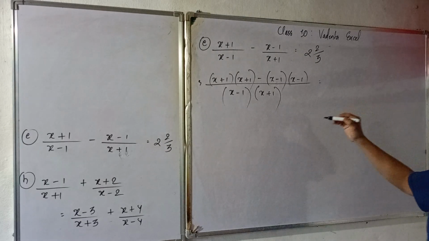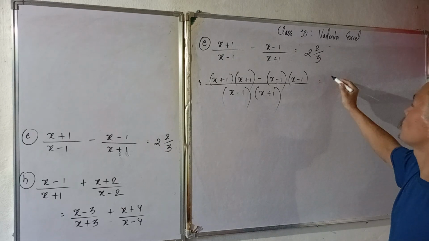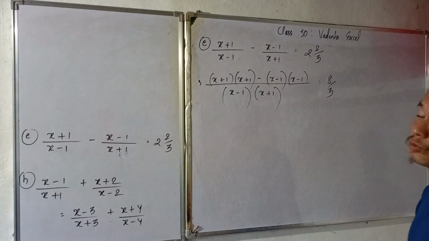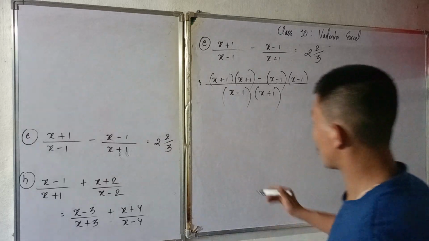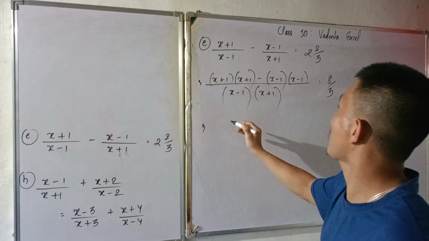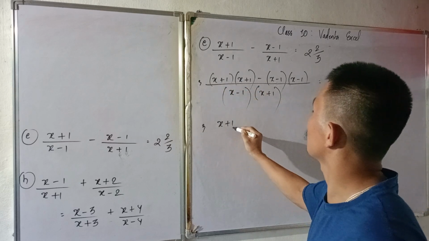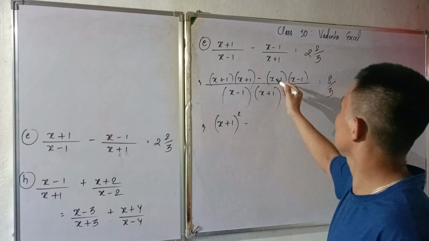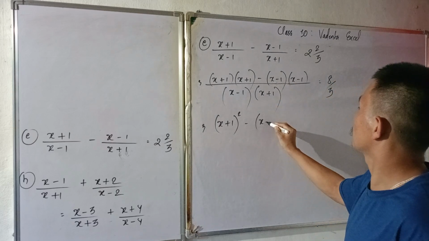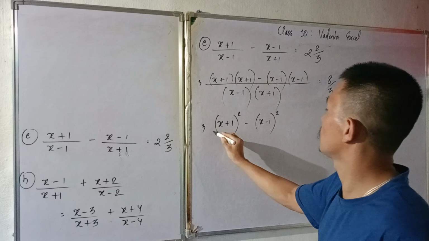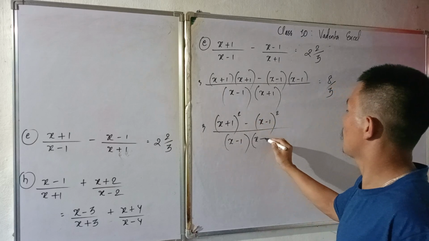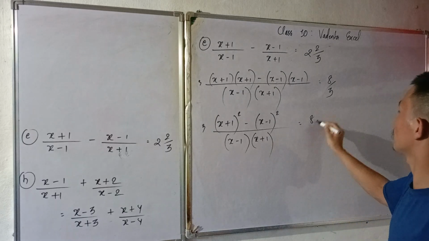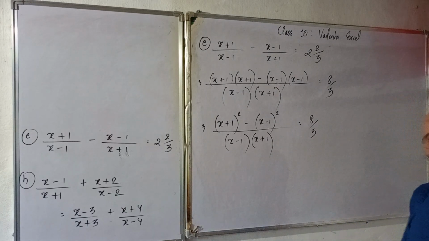You might have forgotten. So, 3 times 2 is 6, 6 plus 2 is 8. 8 divided by 3 will be the improper fraction we have converted. Now, x plus 1 times x plus 1 can be written as (x plus 1) whole square minus (x minus 1) whole square, divided by (x minus 1)(x plus 1), is equal to 8 divided by 3.